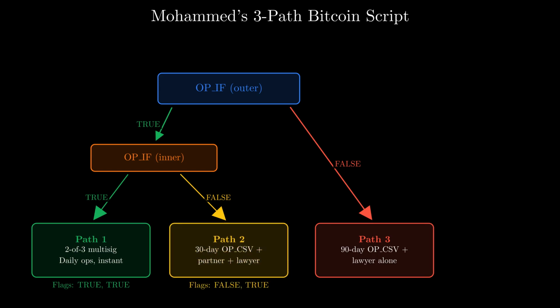Path 2, lawyer plus partner sign, flags false, true, and they must wait 30 days worth of time. Path 3, lawyer signs alone, flag false, after 90 days. Notice how each leaf uses verify for the time lock. Failure should abort, not fall through. While OP_IF separates the genuine alternatives. That's the design rule in action.